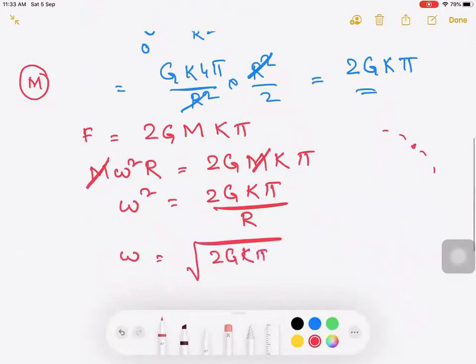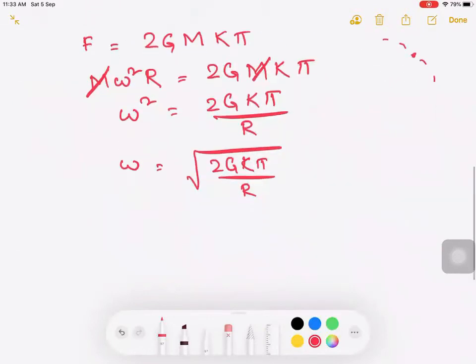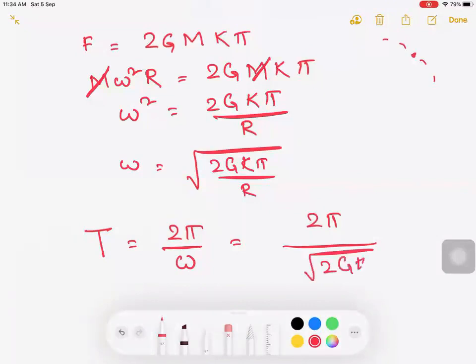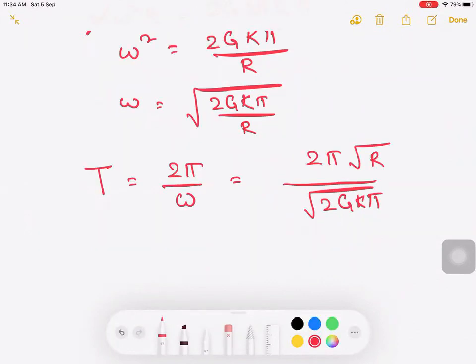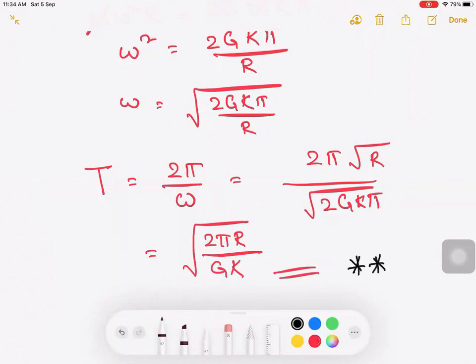Once we have got the omega term, finding out the time period is very easy. We are finding out one time period of revolution, right? So that would be equal to 2 pi by omega. So 2 pi divided by root over of twice G k pi. We have a root over R on top as well. So finally, what is the time period that you get? This is nothing but equal to root over of 2 pi capital R divided by G k. Okay, a fairly easy problem to solve.